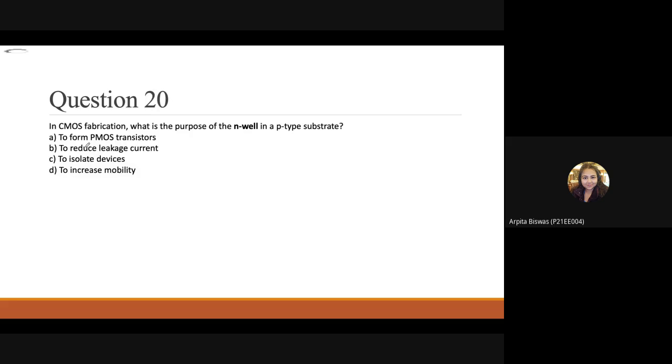This is question number 20. In CMOS fabrication, what is the purpose of the N-well in a P-type substrate? To form a PMOS transistor, to reduce the leakage current, to isolate the device, or to increase the mobility? In a P-type substrate, what is the need of this N-well?